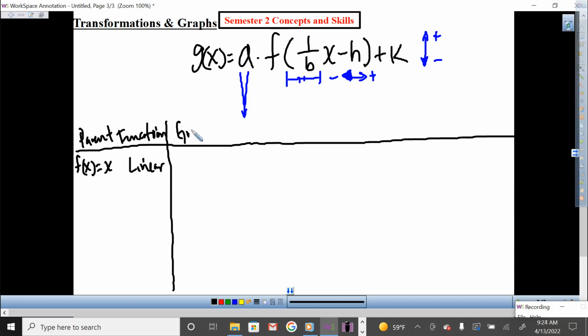Now, the next column, we're going to show the graph. That graph is a straight line like this. Okay, however, this is a positive. Next to it, I'm going to write a negative. And you should know how that looks like, yes?